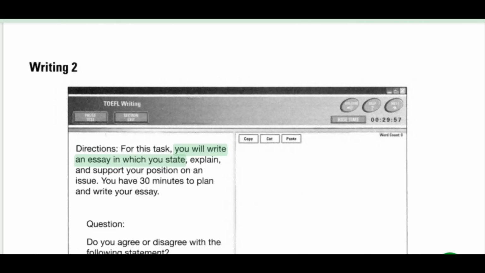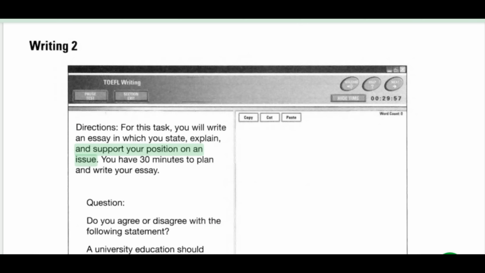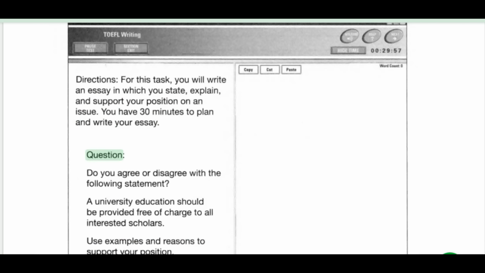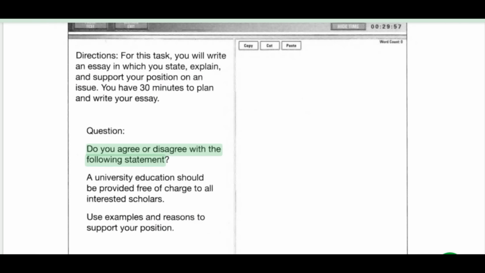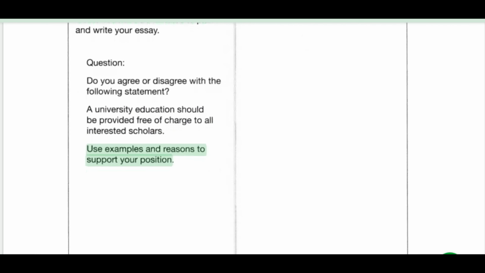Writing 2. Directions. For this task, you will write an essay in which you state, explain, and support your position on an issue. You have 30 minutes to plan and write your essay. Question: Do you agree or disagree with the following statement? A university education should be provided free of charge to all interested scholars. Use examples and reasons to support your position.